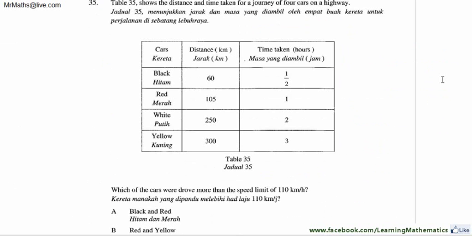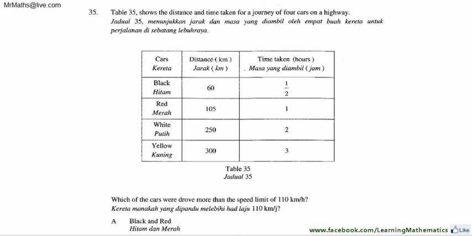Number 35. Table 35 shows the distance and time taken for a journey of 4 cars on a highway. Distance and time. Okay. Which of the cars were driven more than the speed limit of 110 km/h? We need to correct some of the grammatical mistakes here. Driven more than the speed limit of 110.